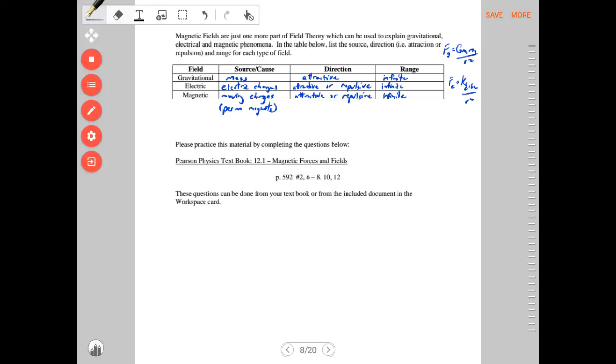I want you guys to practice this material by doing section 12.1 in your textbook on magnetic forces and fields. That starts on page 592, and I want you to do questions 2, 6, 7, 8, 10, and 12. Remember, you can go right out of your textbook, or I have put that page in the workspace so you can print it out and write all over it. It's totally up to you, whichever you want to do. Thanks, guys, and we'll see you in the next part.